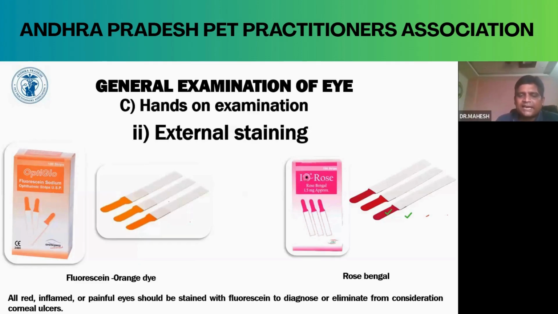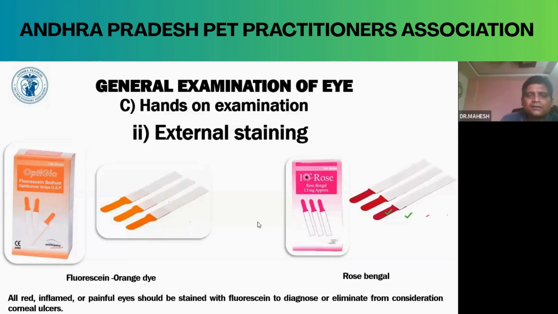Coming to the next one, that is the external stain. You can use the fluorescent dye as well as the rose bengal dye. Generally the fluorescent strips are available like this, which have the orange dye at one end, and the rose bengal dye has a dark red color at the end. What is the principle behind these dyes? The dye is hydrophilic, that means water loving. Whenever the strip is placed in water and gets moist, it will take up the color, which is obviously green.